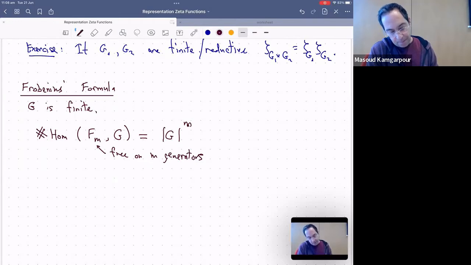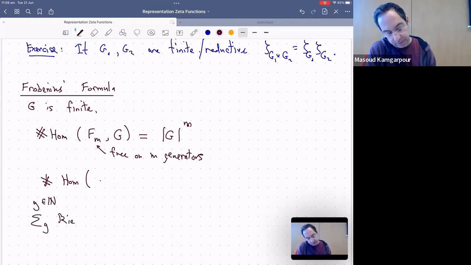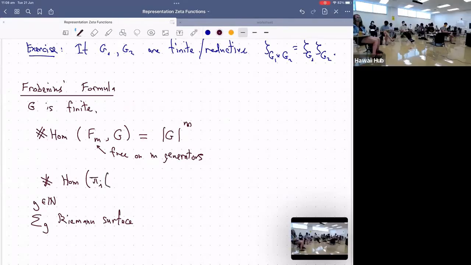Now, let me slightly complicate this. What happens if I'm now trying to count the number of homomorphisms from, suppose now that g is a natural number and I'm looking at a closed Riemann surface of genus g, and I want to count the number of homomorphisms from the pi_1 of Sigma_g to G.